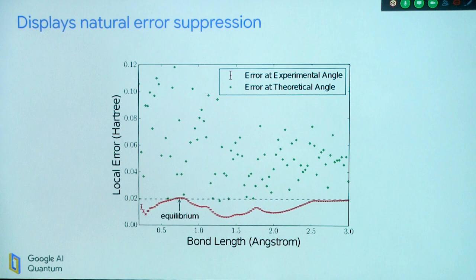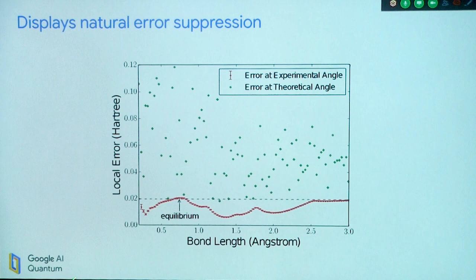So one nice thing that this achieves, besides being adaptable to run on essentially any experimental implementation that you have, is that it displayed a natural form of error suppression, which we were already happy about. What do I mean by that? So what is this plot that I'm showing you? If you take the bond length, so this was a hydrogen simulation that we did, so H2, and we're just pulling it apart across its bond, and I'm asking what the energy is at every point.